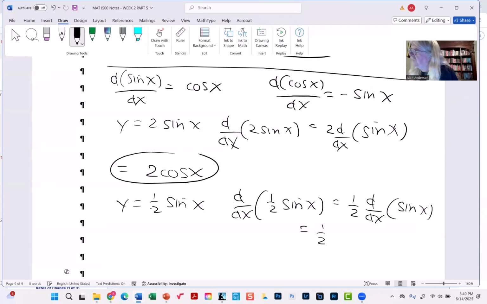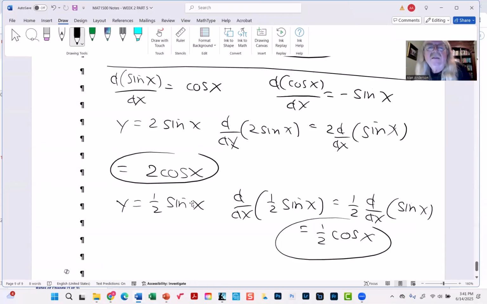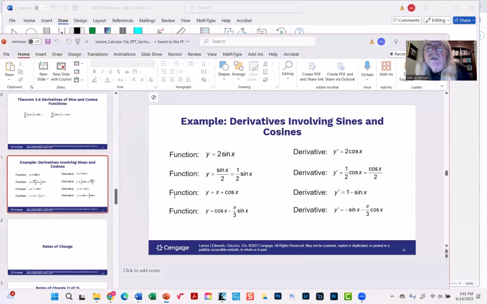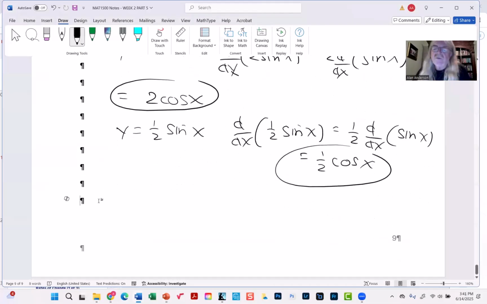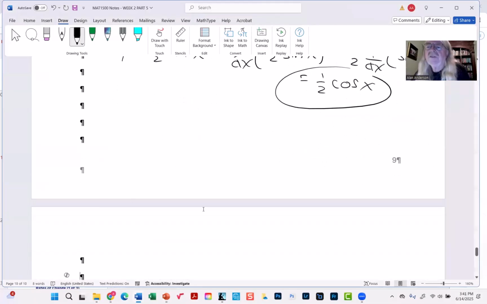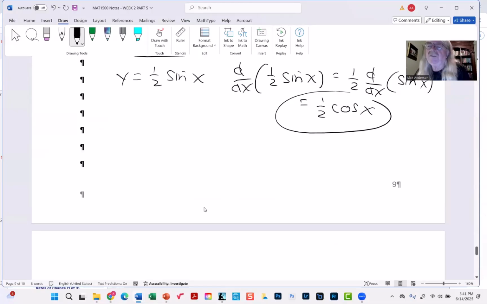So it'll just end up with 1/2 cosine x. All right. y equals x plus cosine x. And you can see the rules apply here, just like we did before. We're basically calculating individual derivatives and adding them up.